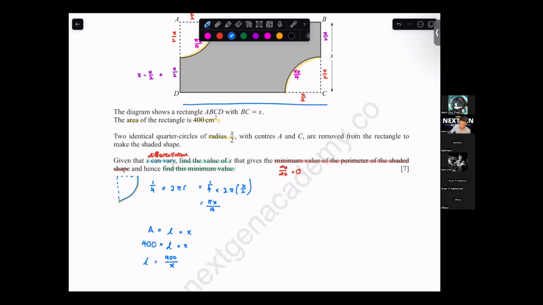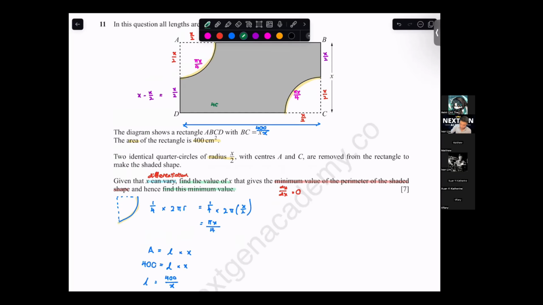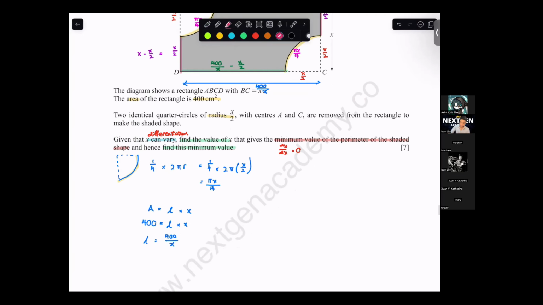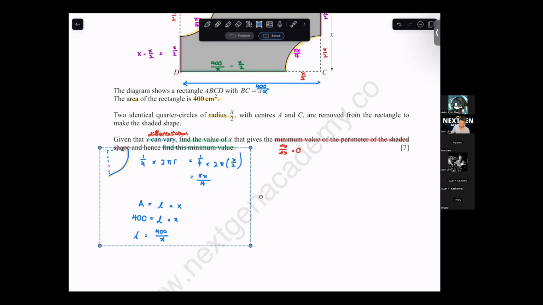Okay, so this entire thing is 400 over x. So what is this part here? 400 over x minus x over 2. This part also 400 over x minus x over 2. If we label, that's fine. I mean, label all of these first, so it's easier to see. Got it? Perimeter. Okay, now let's just add it all up together.